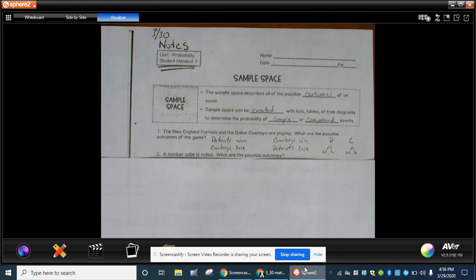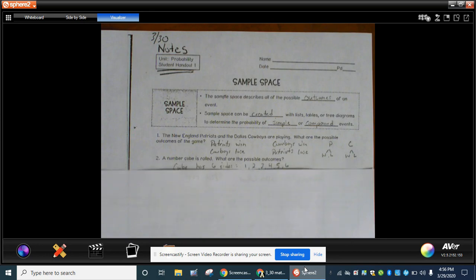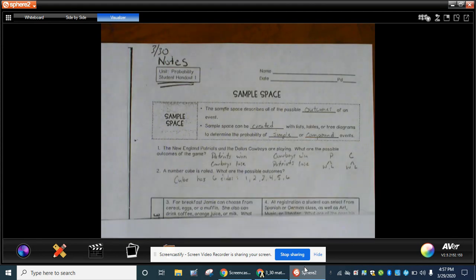All right. Number two, a number cube is rolled. What are the possible outcomes? Well, I'm only rolling one cube, or one die, so I could have 6 possible outcomes. A cube has 6 sides, therefore there are 6 possible outcomes: 1, 2, 3, 4, 5, and 6. The probability of rolling any one of those numbers is the same if I roll it 6 times.